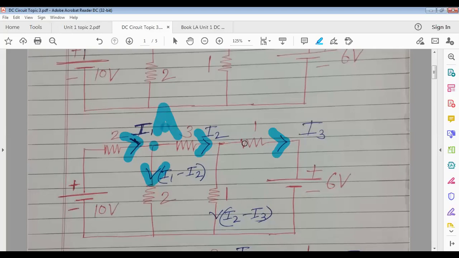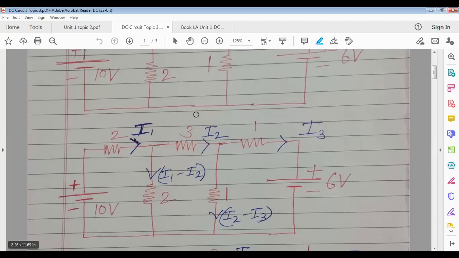Now once I2 is reaching over here and I3 is like this, obviously how much current will flow through 1 ohm? I2 minus I3. Correct. Got it? Up to this everyone clear? Which law have you applied here? KCL, Kirchhoff's current law. So the first step is to mark the branch current direction using Kirchhoff's current law.